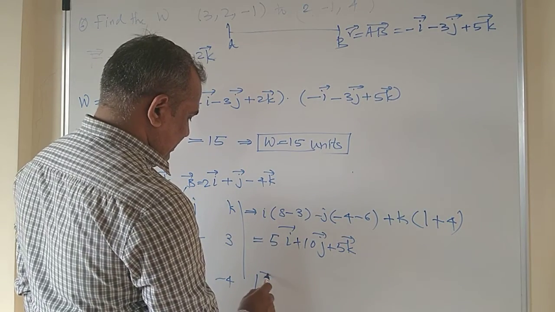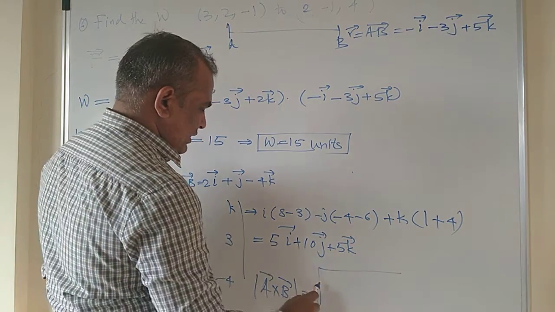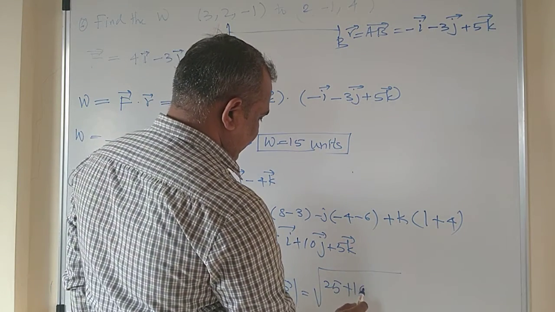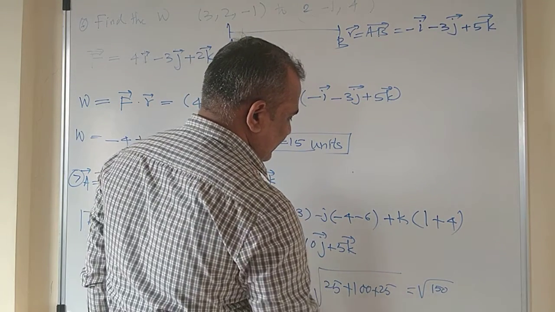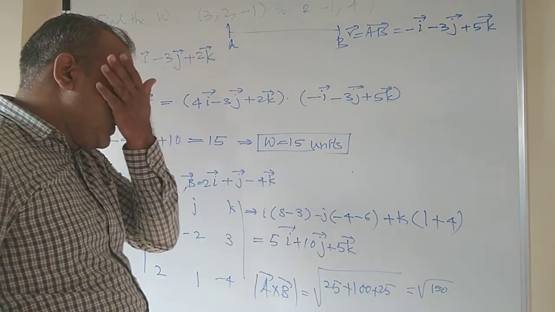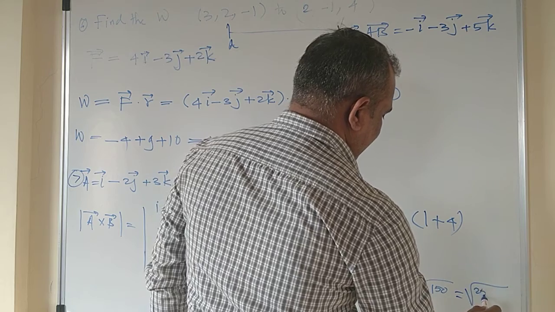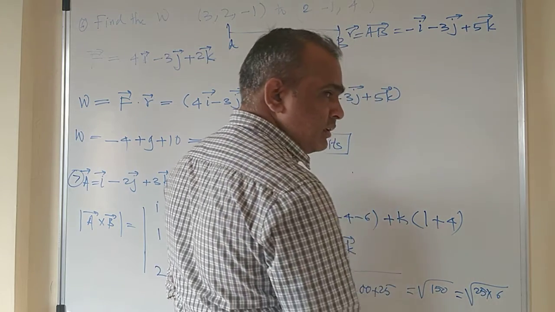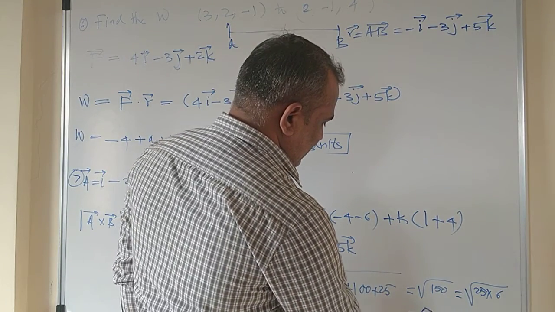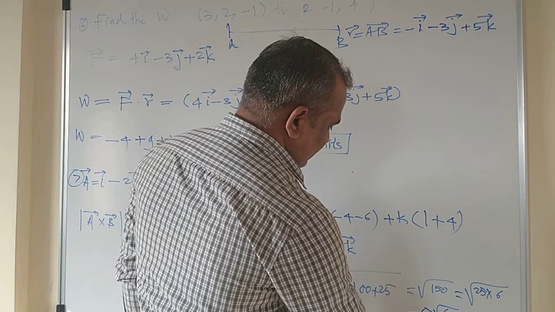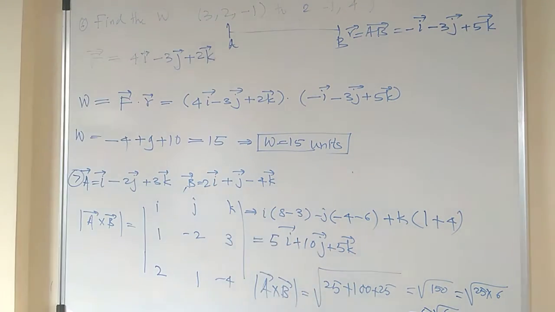The mod of a bar cross b bar is equal to the square root of 25 plus 100 plus 25, that means the square root of 150. Square root of 150 means square root of 25 into 6, correct? And we know that the square root of 25 is 5 and root 6 can be written as it is. So 5 root 6 is the answer to this problem, right?